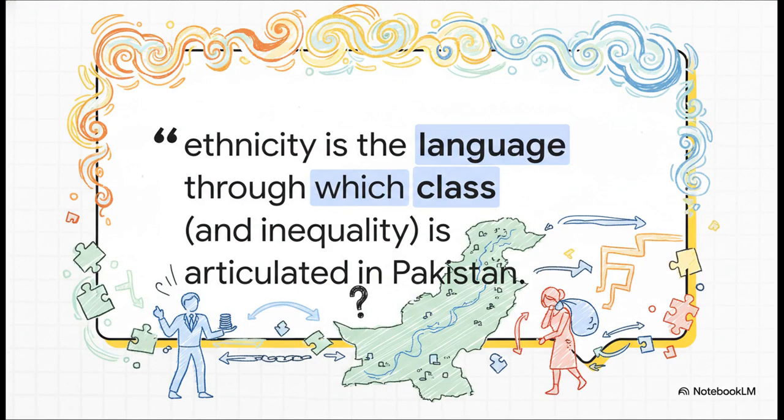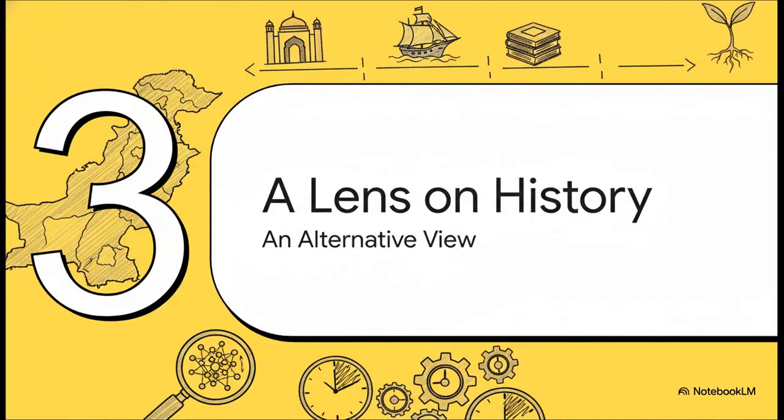And here's why that argument has so much power. Prejudice is a very real, lived experience for a lot of people, so this explanation really hits home. As this paraphrased quote suggests, in Pakistan, the struggles over class and inequality often get talked about through the language of ethnicity. It's emotional, it's deeply personal, and it's a huge force in politics. But is it the whole story?